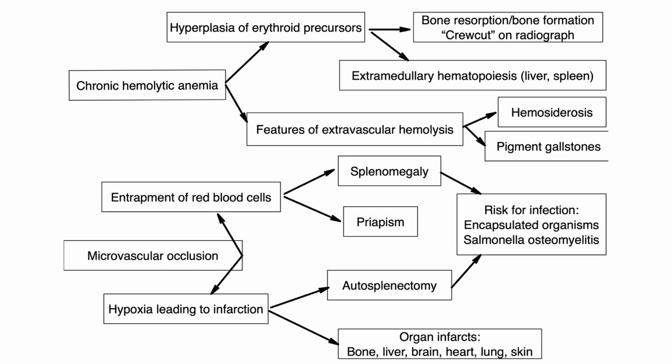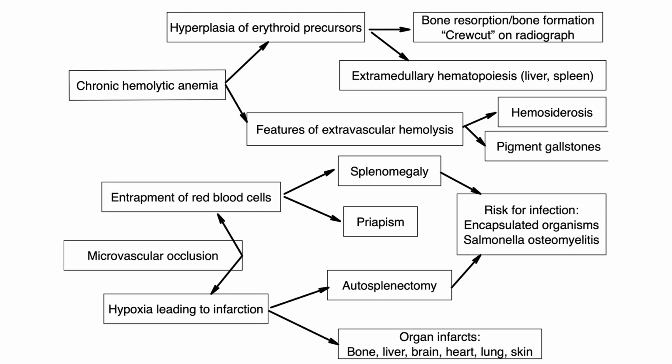Also, through the microvascular occlusion, you get entrapment of red blood cells. That can lead to splenomegaly and priapism. So early on, patients with sickle cell anemia will oftentimes have a large spleen, but then over time can develop a small spleen through the autosplenectomy. And then when they lose a spleen, they're at risk for encapsulated organisms. And then remember, salmonella osteomyelitis is commonly associated with sickle cell.